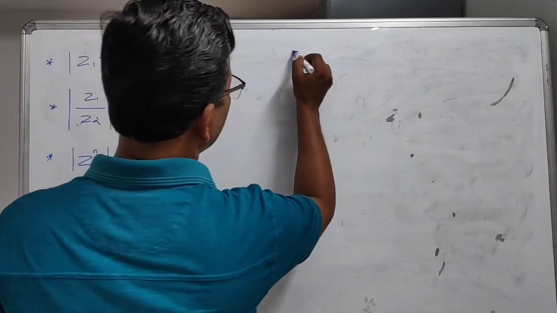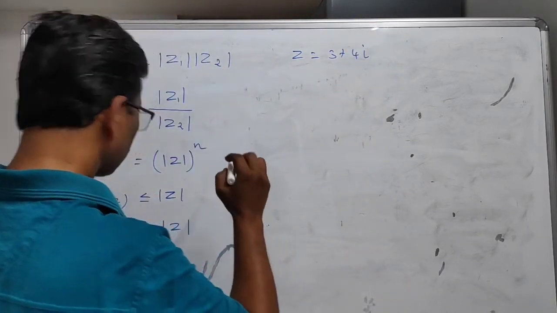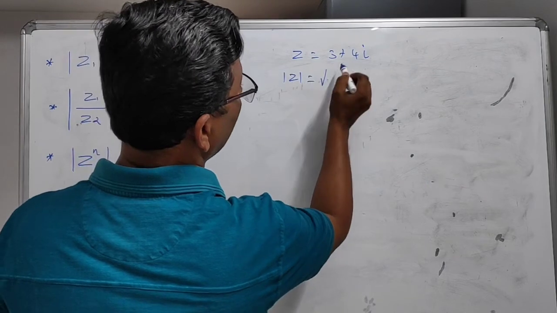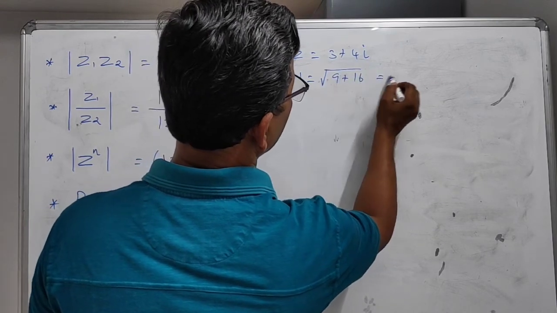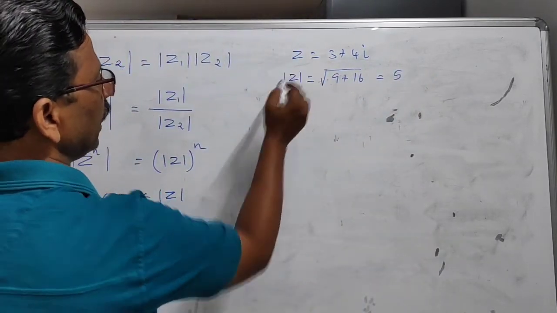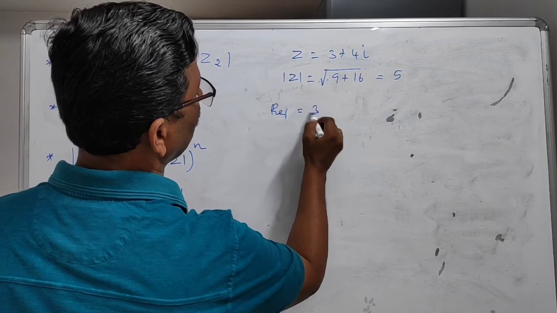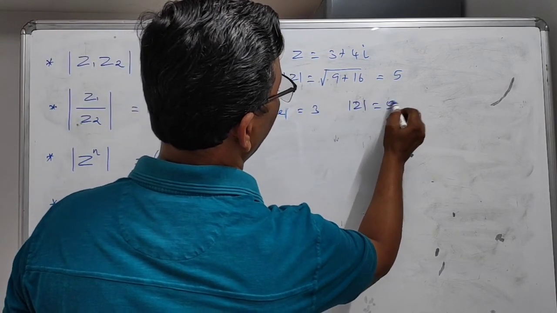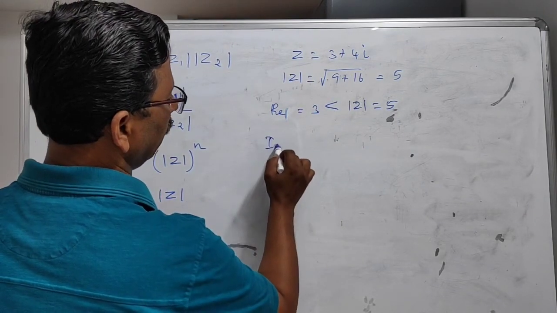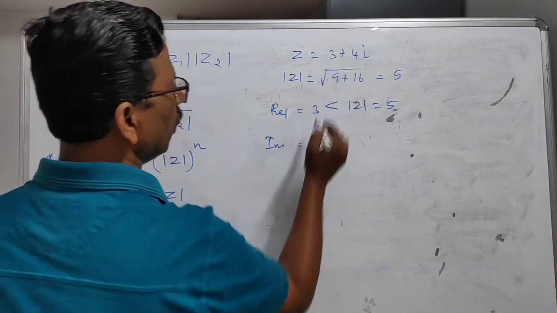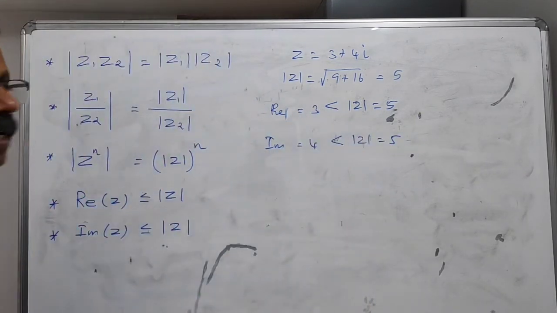For example, if you consider z is equal to 3 plus 4i, what is the modulus z? It is equal to root of real part square plus imaginary part square, means 3 square is 9 plus 4 square is 16, which is equal to 5. This is modulus z. Now what is the real part of z? Real part of z is equal to 3. Modulus z is equal to 5. You compare these two, which is smaller? Real part is smaller. Similarly, the imaginary part of z is nothing but 4, and modulus z is 5. Compare these, which is smaller? The imaginary part is smaller.